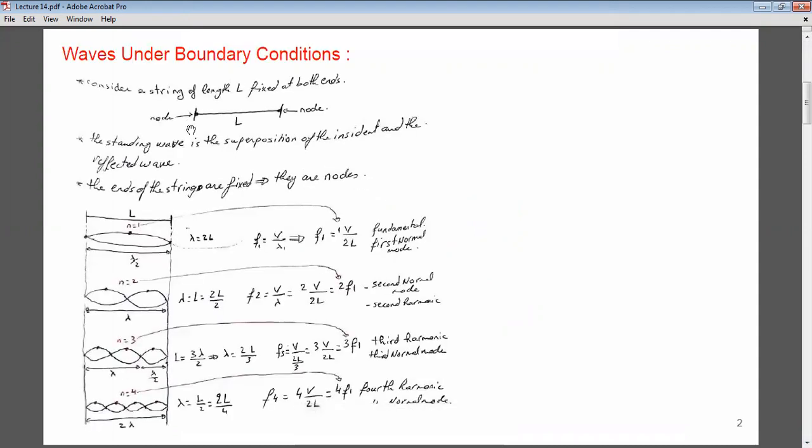So we will take this string, for example, here of length L, where it has two nodes at the ends because it is fixed at both ends. So consider a string of length L fixed at both ends. The standing wave is the superposition of the incident and the reflected wave.